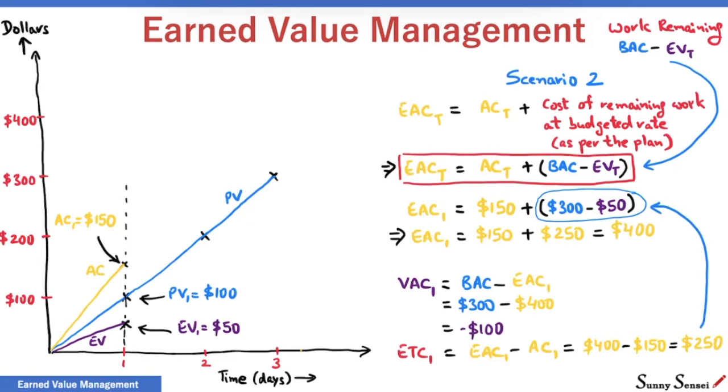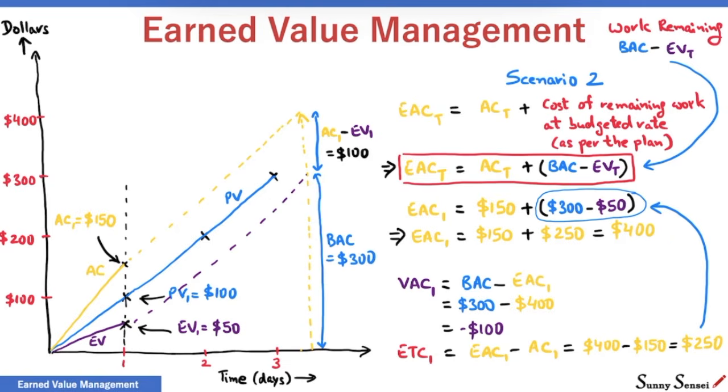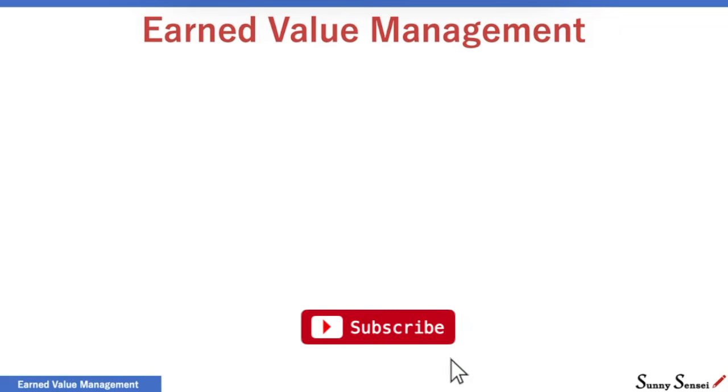After day 1, in scenario 2, we expect the project to progress as per the plan. Both AC and the EV curves will have the same slope as the planned value curve till the end of the project. The gap between AC and EV at the end of day 1 is $100. The gap at the end of project will also be $100. BAC plus this gap gives estimate at completion of $400. We will now move to the next scenario.